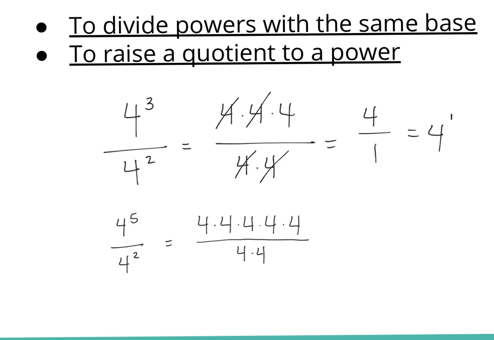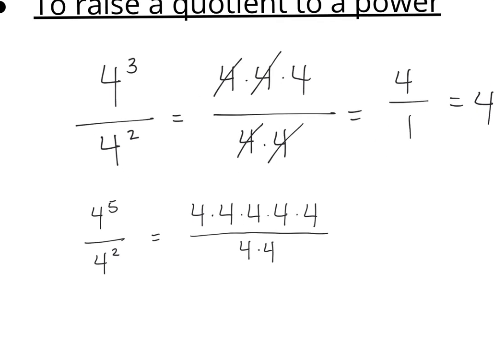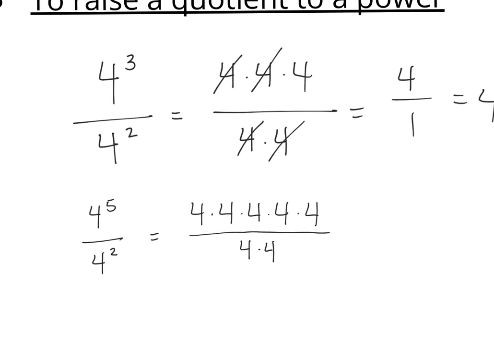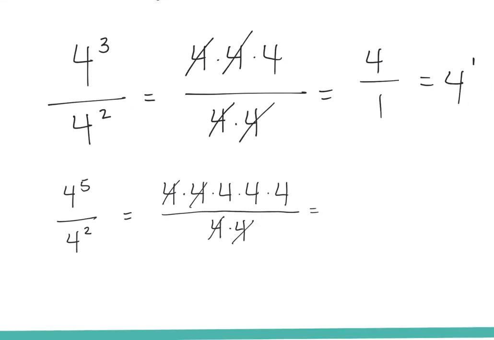And just like Nicole said, let's cancel out some stuff. What are we going to cancel, Angelina? 2 4s. Yep, 2 from the top, or the numerator, and 2 from the denominator. So, Victoria, what am I left with? 3 4s. So 4 times 4 times 4, which is the same as 4 to the third.